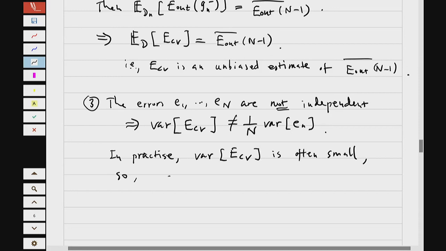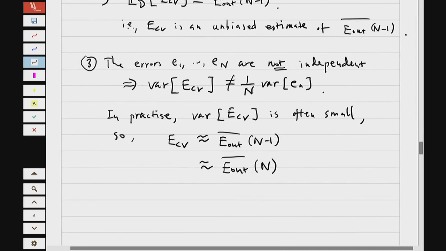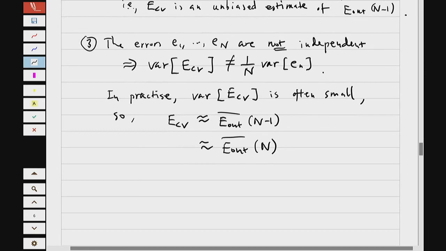So we still have ECV approximately equal to E_out of n minus 1. And of course, when n is large, this is the same as E_out of n, which is the test error that we're looking for. Okay? So therefore, kind of half analysis, half hand waving, we made the claim that cross-validation does work, and in general, it actually worked very well, so we really just use cross-validation.